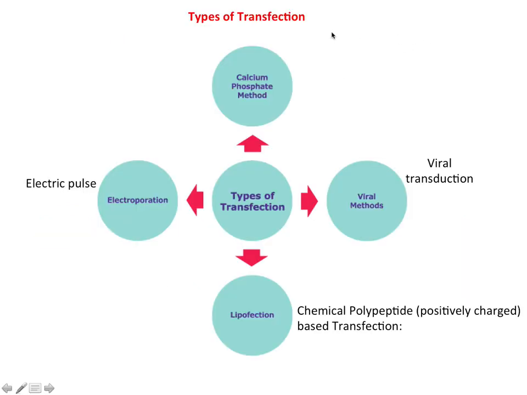So here are the types of transfection. There are many methods of transfection to introduce foreign DNA inside any host cell. Like you can use the calcium phosphate method. We can use viral methods like viral transduction methods. We can use a chemical, a positively charged polypeptide, like lipofectamine. We can use this chemical for transfection, and we can use electroporation, or electric pulse, to introduce the foreign DNA inside the host cell.